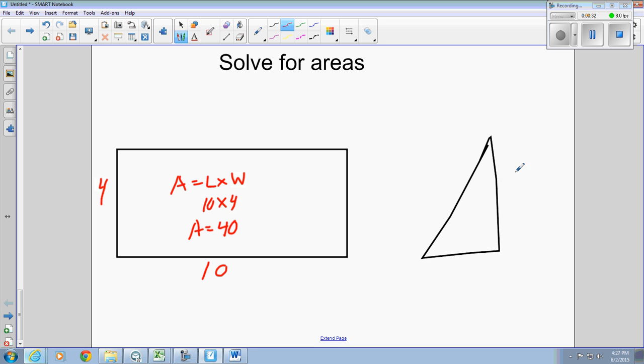If we have a triangle here, let's call this 6, let's call this 4. And let's just assume it's a right triangle. Area is equal to 1/2 base times height. Well, we've got a base of 4 and a height of 6. 4 times 6 divided by 2 is equal to 12.